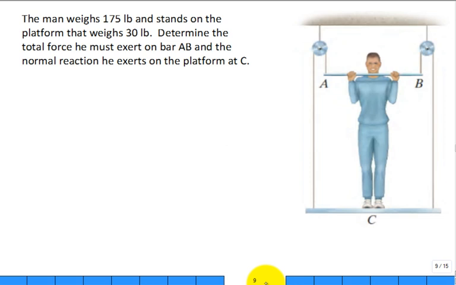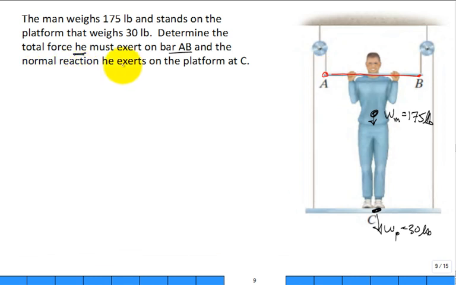Okay, so we have this man. He weighs 175 pounds. And he stands on a platform that weighs 30 pounds. So this is the platform. The weight of the platform is 30 pounds. The weight of the man is 175 pounds. Determine the total force the man must exert on the bar A to B. So here is A, here is B, there is a bar, A to B.